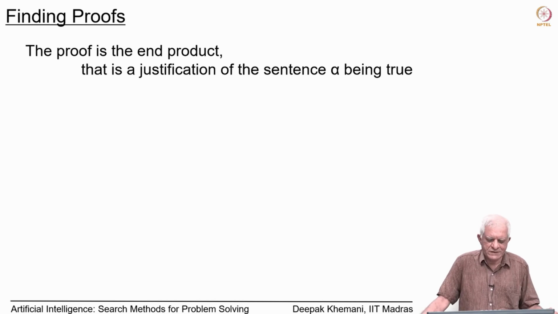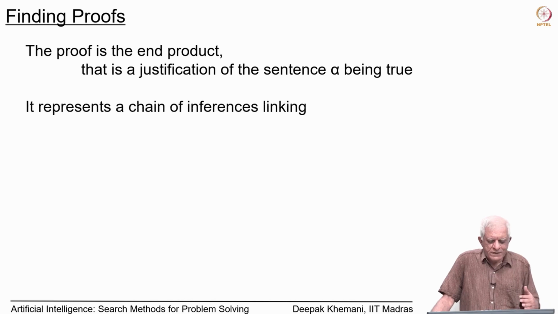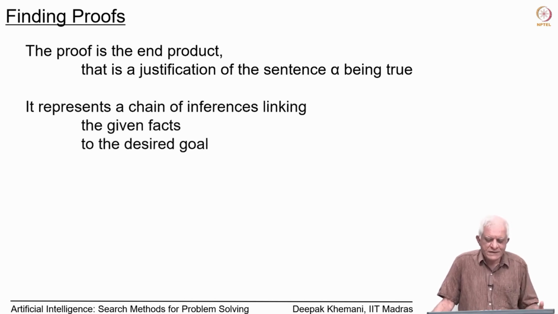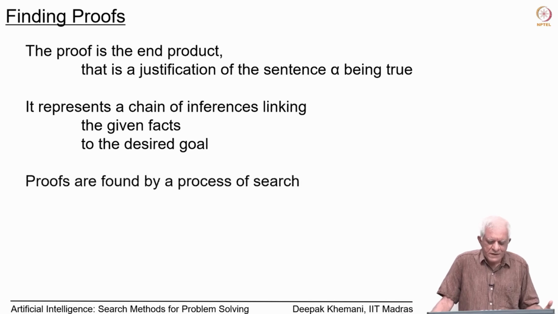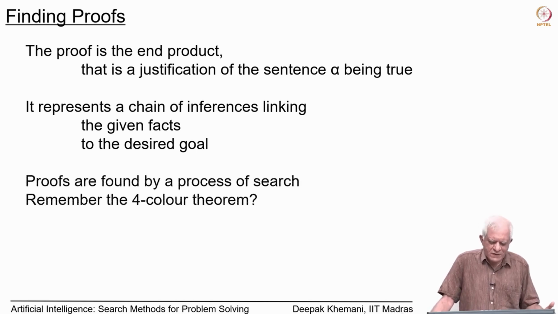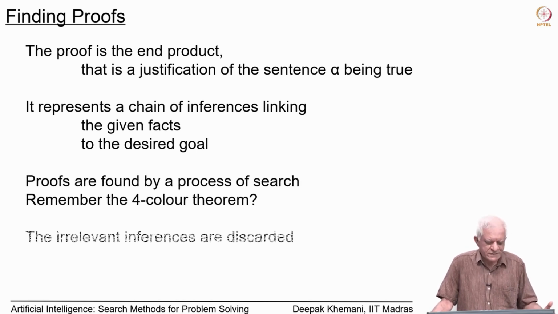How do you get the proof is the question that we are asking, because we want machines to find proofs for us. The proof represents the chain of inferences linking the given facts to the desired goal essentially. They are found by a process of search essentially.